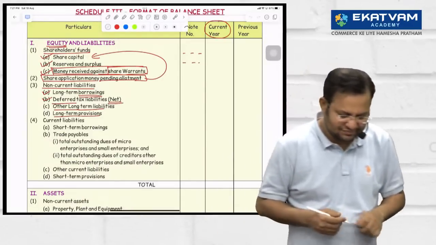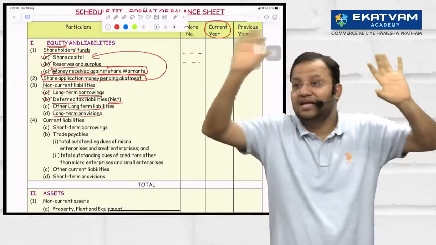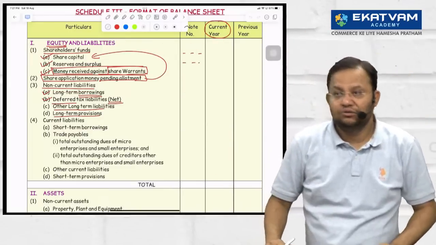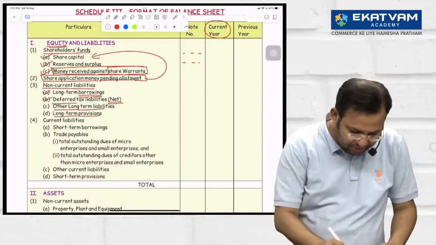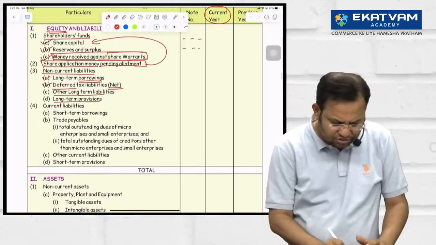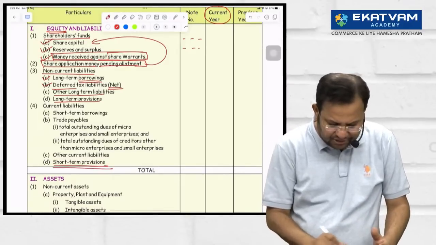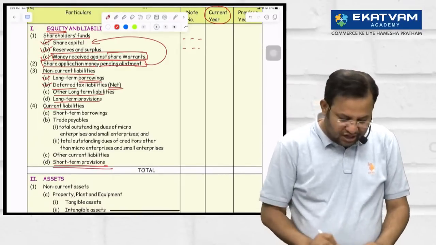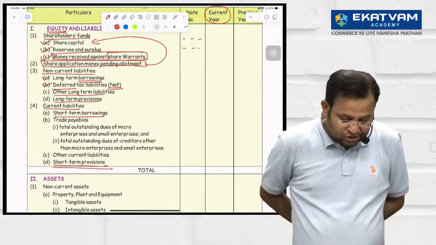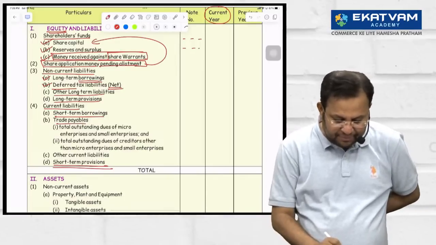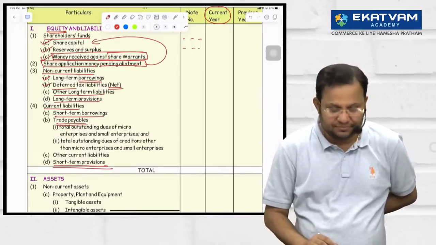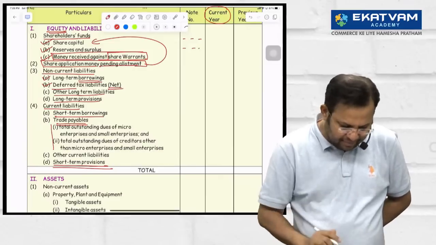इमोशंस नहीं, जाने दो. शॉर्ट टर्म हो सकता है या लॉन्ग टर्म हो सकता है. कुछ समझा क्या तुमको? शॉर्ट टर्म को क्या बोलेंगे हम? शॉर्ट टर्म प्रोविजंस नीचे है ना, शॉर्ट टर्म प्रोविजन करंट लायबिलिटी के अंदर. तो करंट लायबिलिटी में क्या आएगा? शॉर्ट टर्म बोरोइंग, ट्रेड पेएबल. ट्रेड पेएबल मतलब योर क्रेडिटर्स एंड बिल्स पेएबल. अब उसमें ब्रेकअप है, वो ब्रेकअप बाद में बताता हूं.